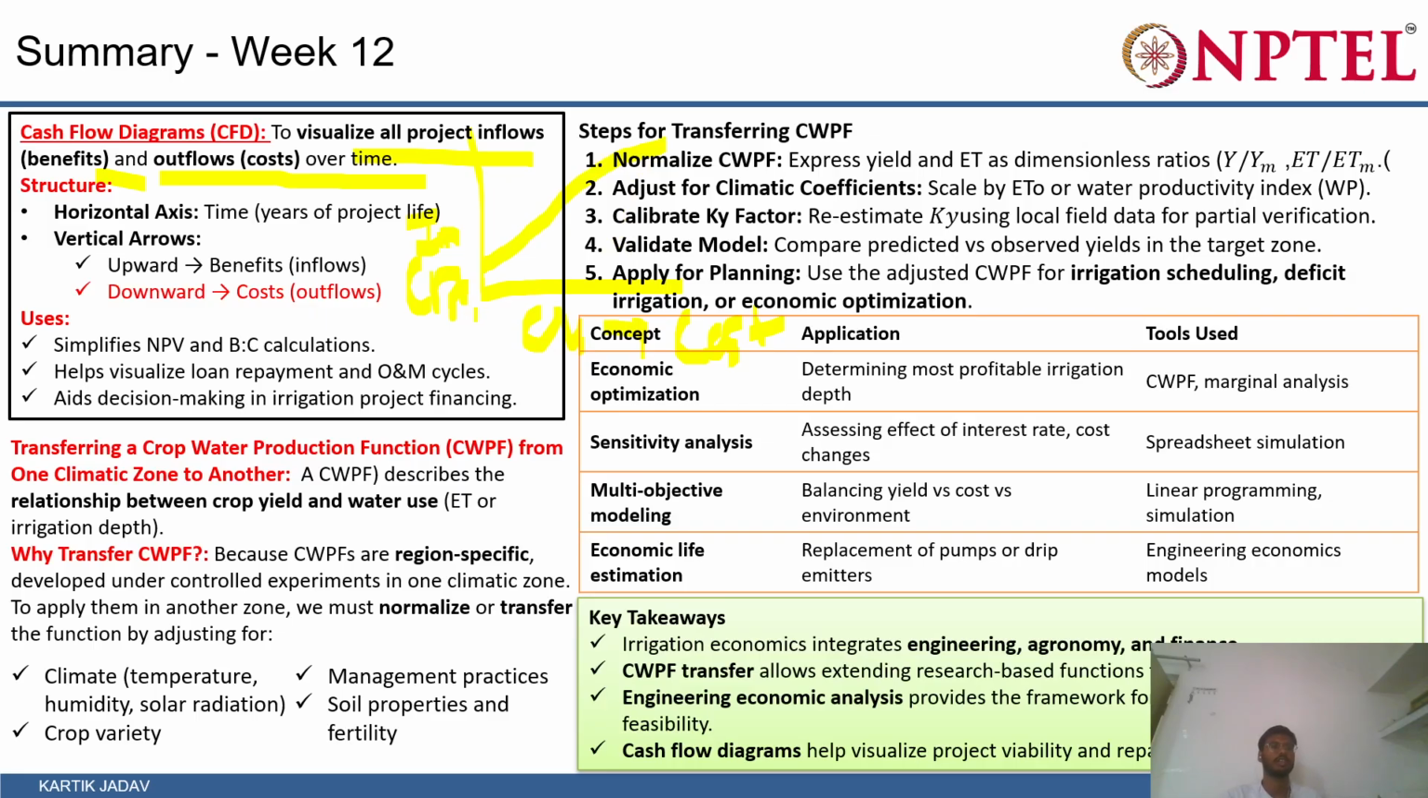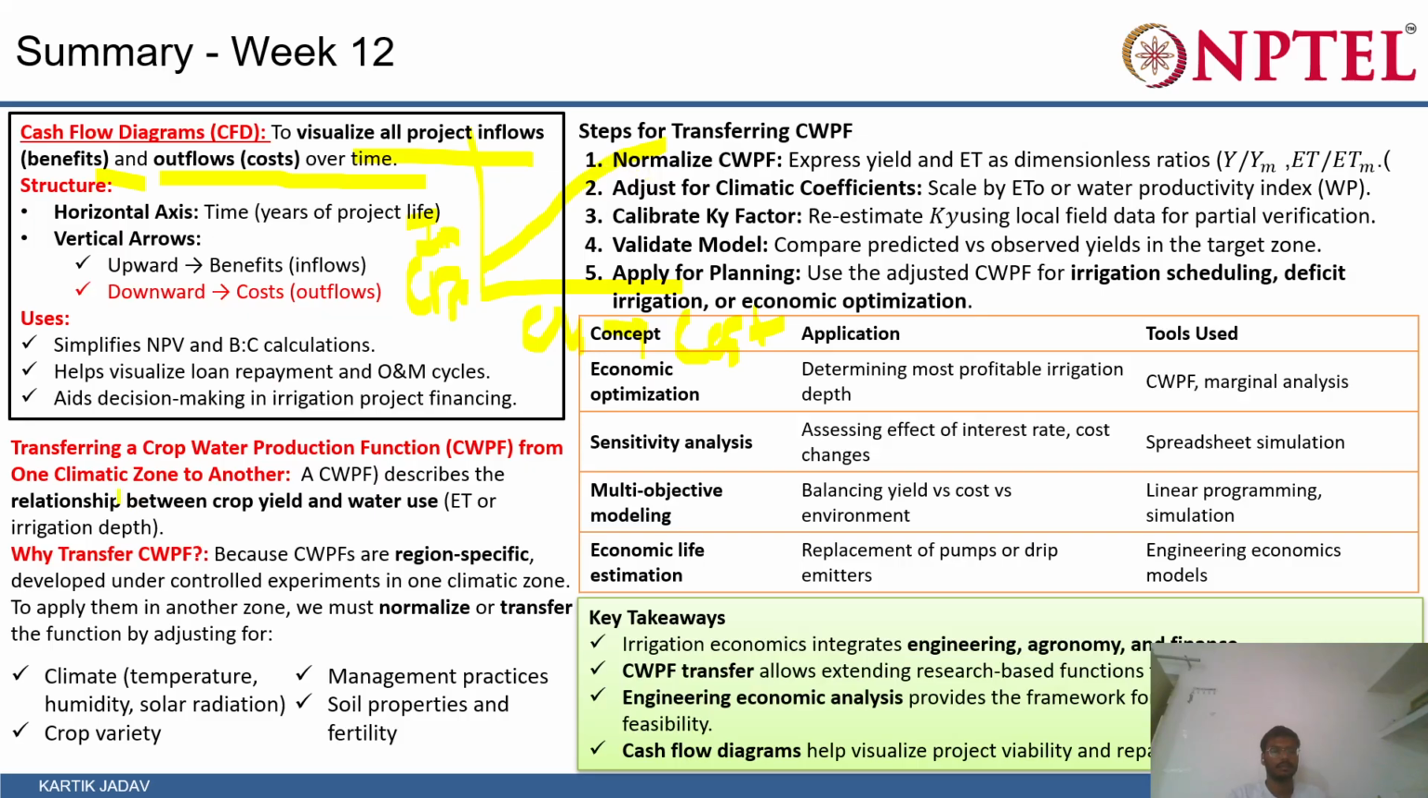On the horizontal axis, generally you have time, the years of the project life. In vertical arrows, you have upward benefits, and downward you have costs. It helps to simplify the net present value and benefit to cost ratio calculation. It also helps to visualize the loan repayment and operation and maintenance cycles.